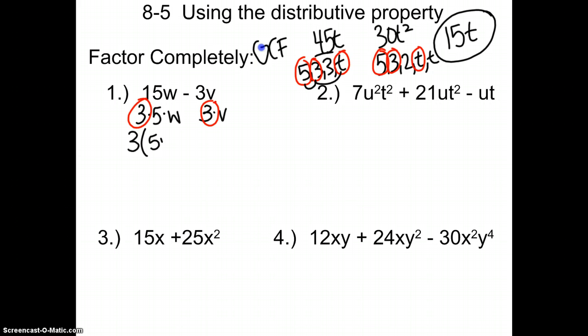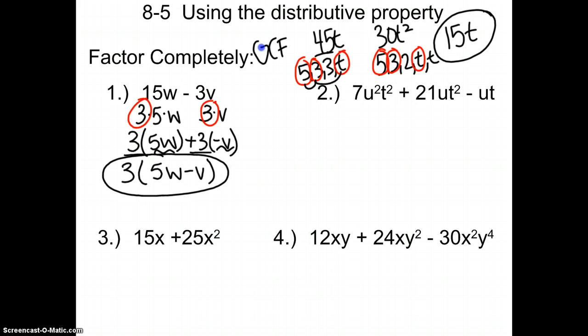So the first, we're left with 5w. The second, we're left with a negative v. Now we can pull out the 3 from both terms, factor it into the front, and then combine what we have in the parentheses, which is 5w minus v. And there we have our factored terms.